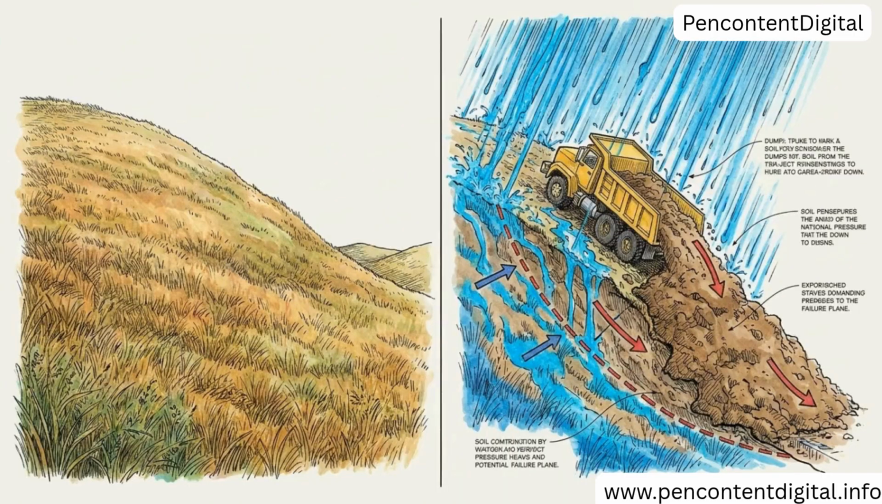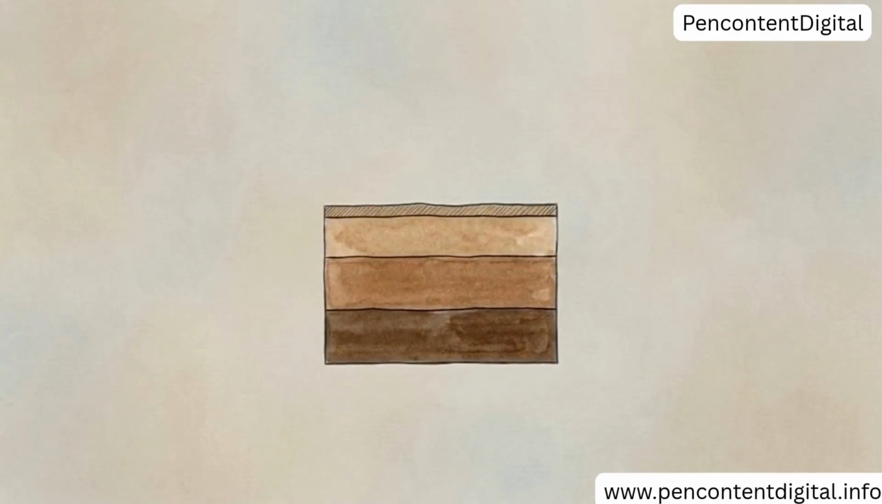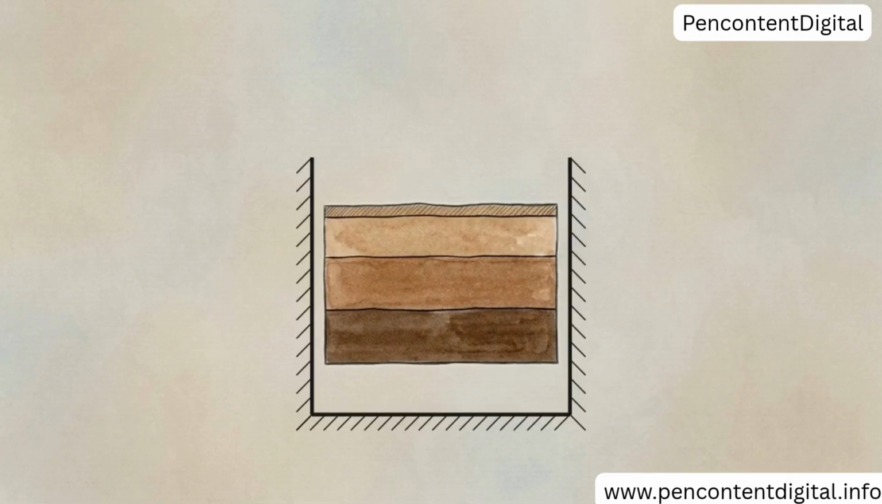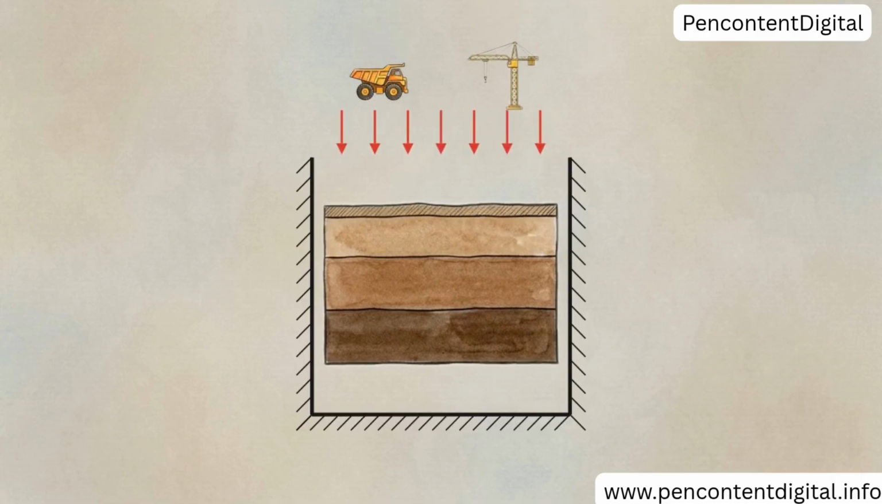A static soil model is insufficient. Real-world slopes are subjected to constant environmental and man-made forces. To account for this, engineers apply boundary conditions to simulate the physical constraints of the surrounding landscape. They then apply external loads. These downward force vectors represent heavy construction equipment, vehicular traffic, or new building foundations pressing into the earth.